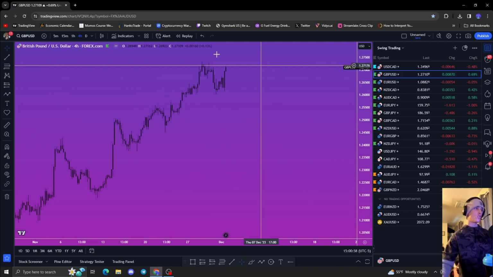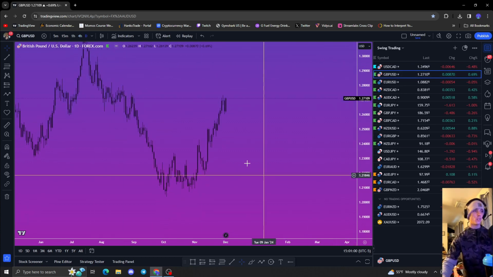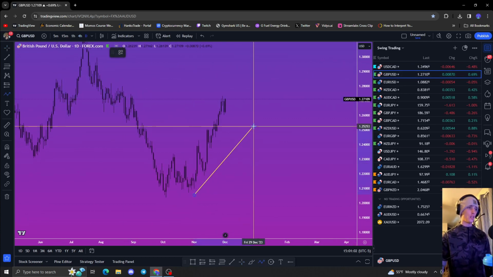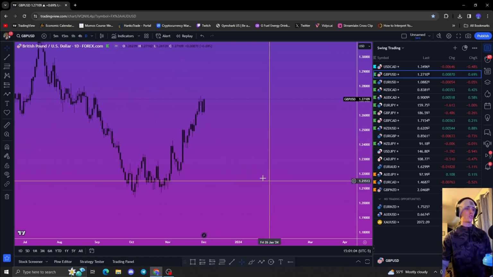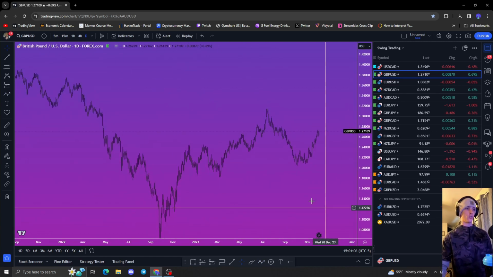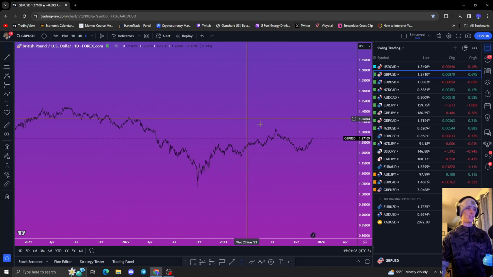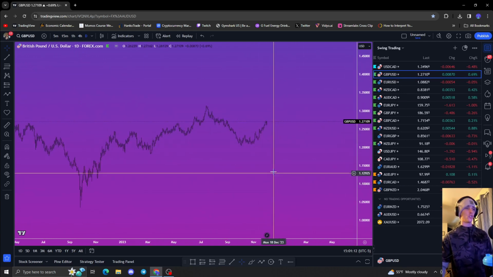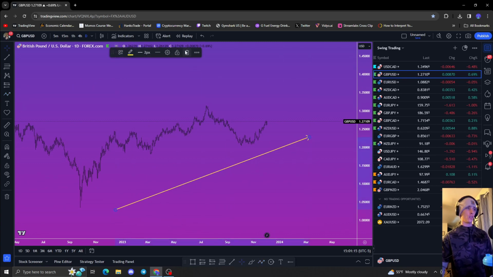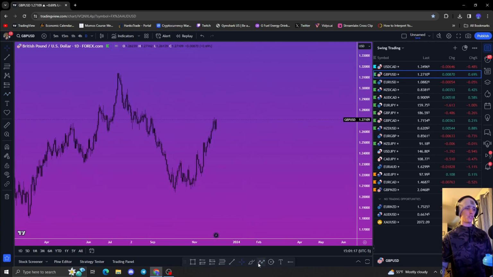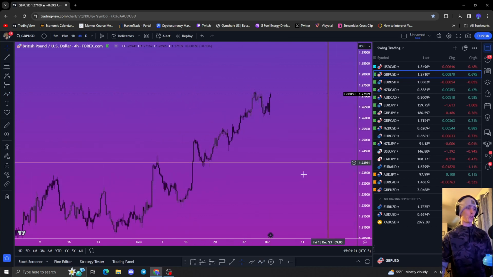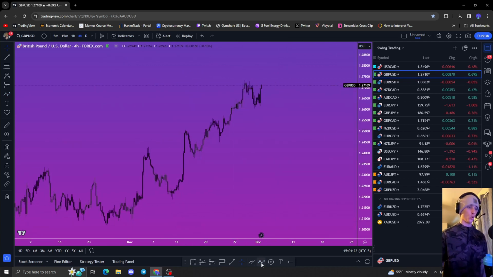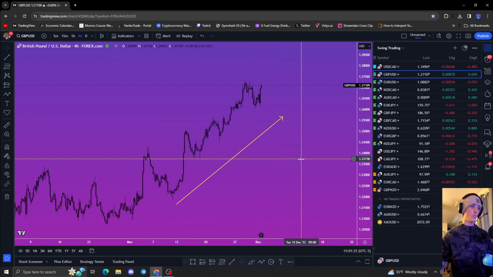Going to GBP USD on the daily. On the daily, we are trending upwards. Super simple. If you're looking from here to here, you would still say this is going up. But I'm looking at the more recent data, and price is heading upwards. Going to the 4-hour time frame is where we can see more clear structure heading up.